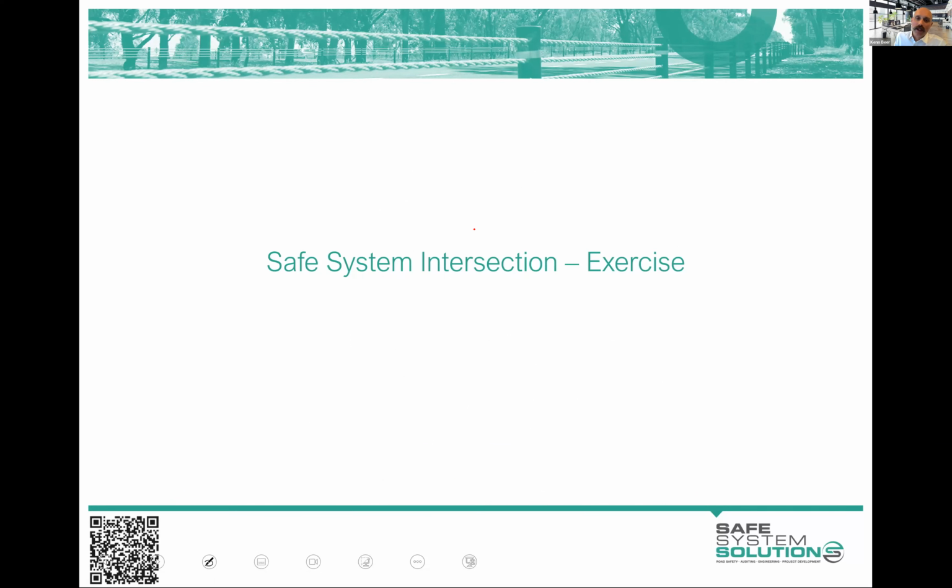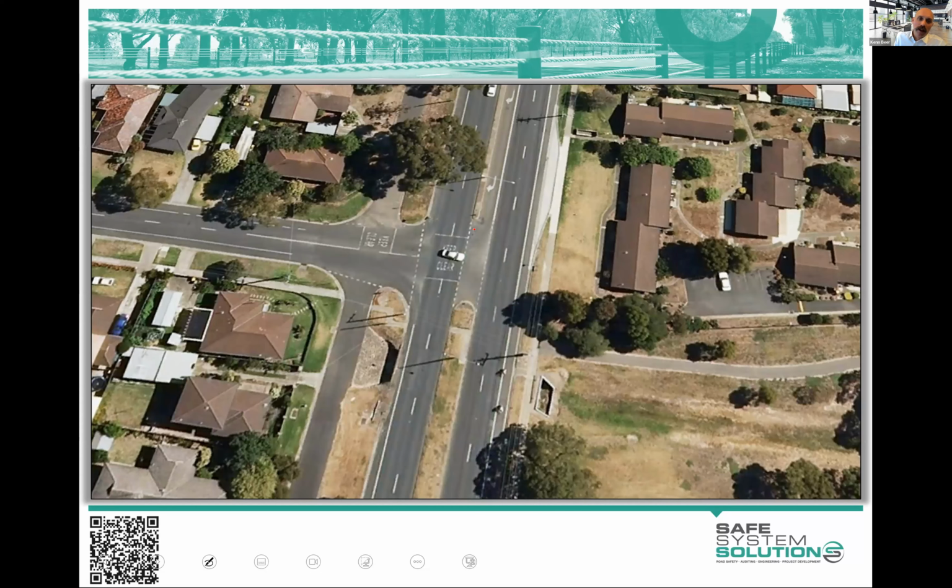I think it's time to get you to start doing some thinking. This one is going to be an exercise where you're going to look at this intersection and redesign it to eliminate death and serious injury, or come as close to that as we can. I'll talk you through this intersection so you get a good feel for it, and then I'm going to put some constraints on you. So what we have here is a major arterial highway with a 70km/h speed limit. We've got a side road here with a 50km/h speed limit.